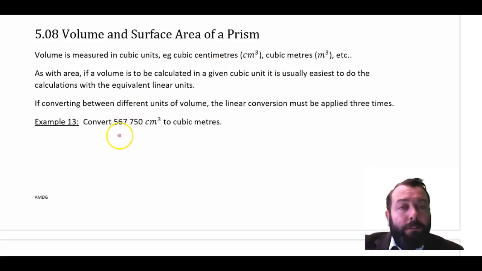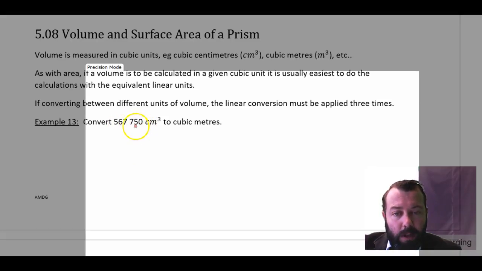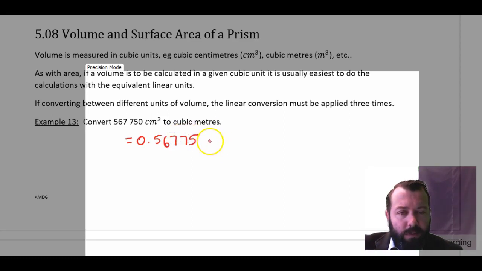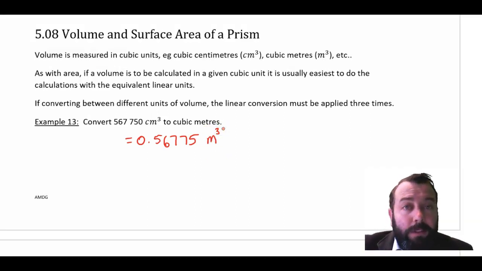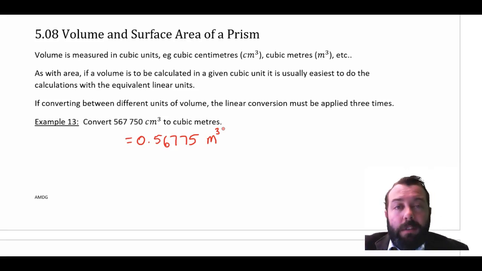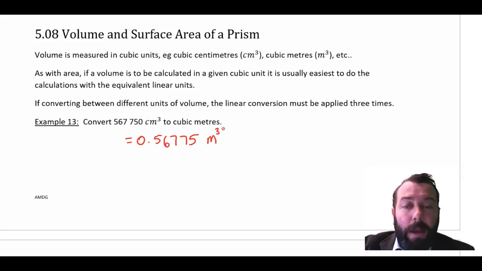Okay, so here's this first example. It asks us to convert 567,750 cubic centimeters to cubic meters. And all I'm going to do here is move the decimal place: 2 spots for 100, 2 spots again, and my third time. This is equal to 0.567750, or just 0.56775 cubic meters. What this really means is there are 1 million cubic centimeters in 1 cubic meter, but doing the linear conversion 3 times I find to be the easy way to remember.